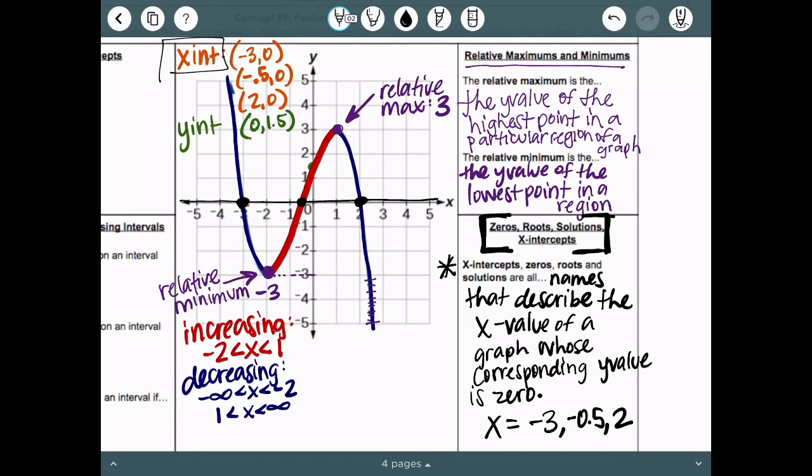So we would say that we have 3 zeros, or we could say that we have 3 roots, or 3 solutions, or 3 x-intercepts. All of those things mean the exact same thing, we just have another name for them.